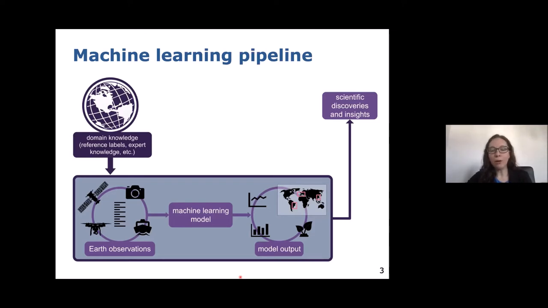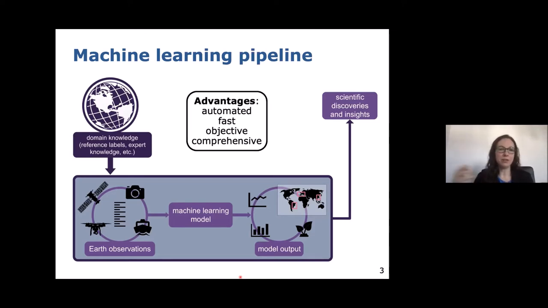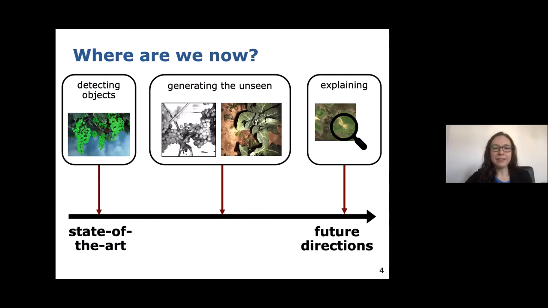And we all know about the advantages of machine learning. It's automated, it's fast, it's objective, it's comprehensive. But today, I do not want to talk about the advantages. What I want to talk about is where we are now. So what is state of the art and what are the future directions? And for this, I want to show you four examples from my group or from groups I work with.